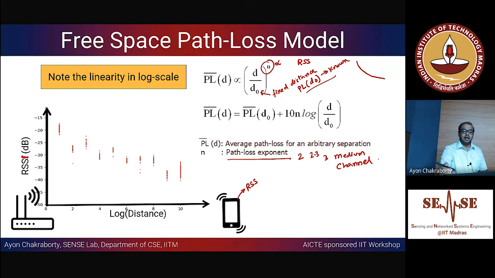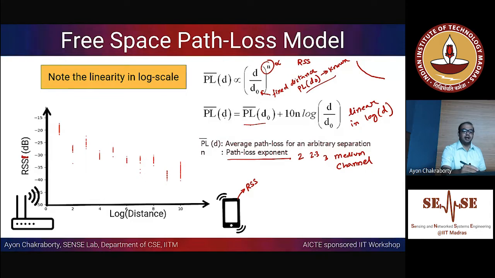When you take a log of this particular thing and adjust the proportionality constants, you get an equation like this. This is an equation which is linear in terms of log d, because this will be log d minus log d0. Log d0 is known. PL at d0 is known, because that is the calibration measurement that you have done. You at least know, for a given distance, what the path loss was. From that you can derive this equation.